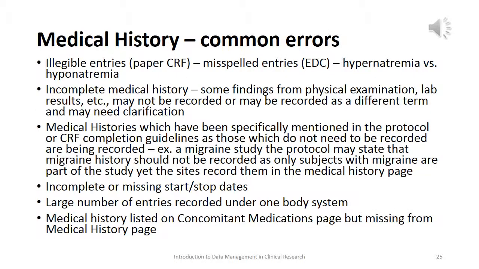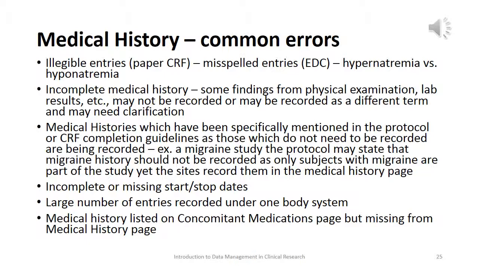So some of the common errors that we typically find on the medical history page, if it's a paper study, we may have illegible entries. For EDC study, we may have misspelled entries. A good example is hypernatremia versus hyponatremia. These are very different things, and sometimes sites may misspell the entries, or the entries may be illegible. So we might introduce an error to our data from that.